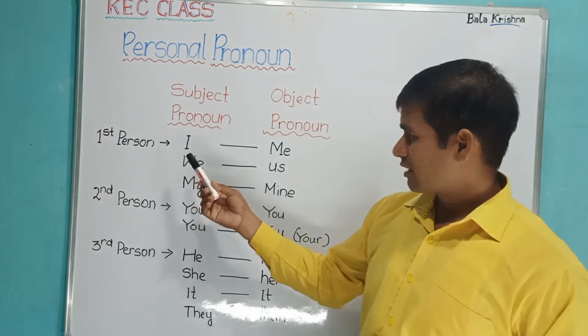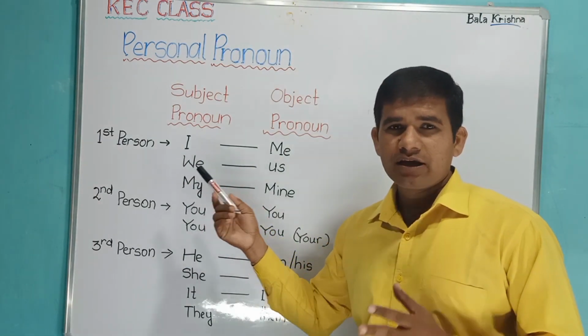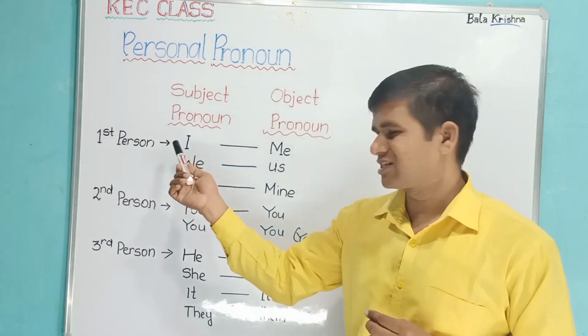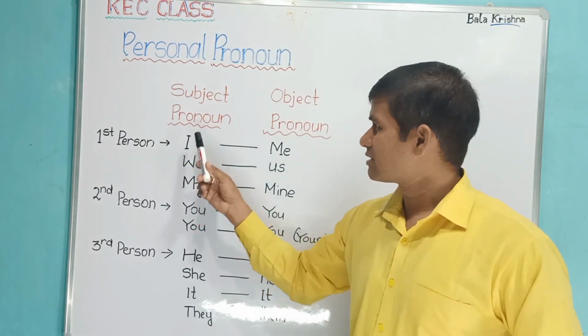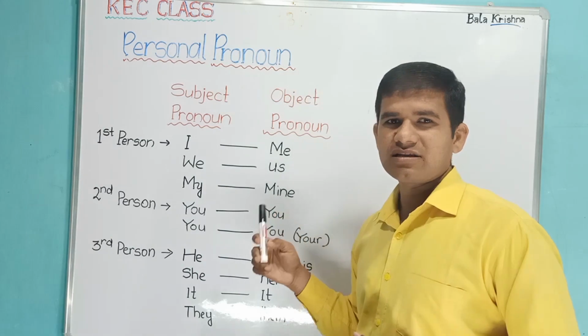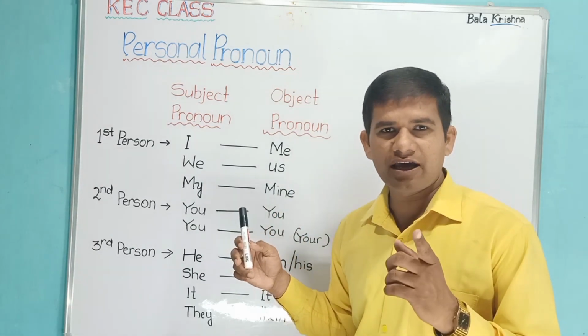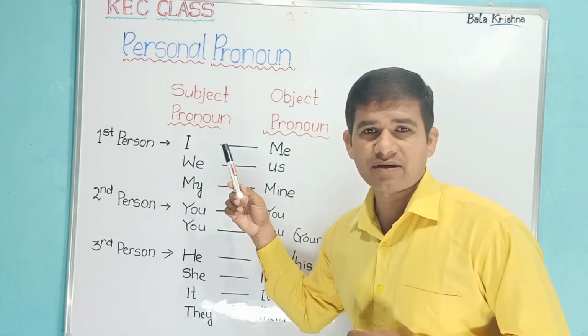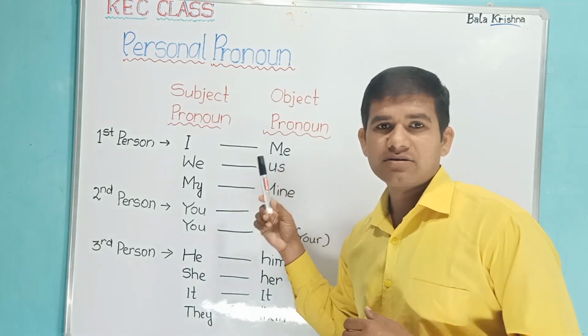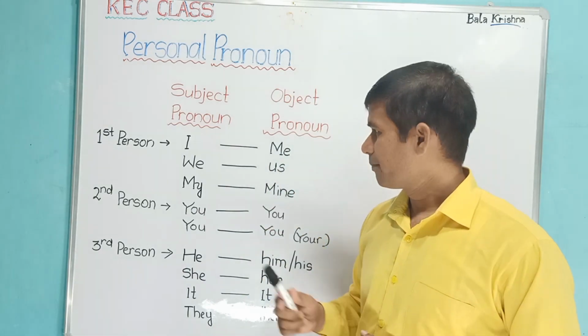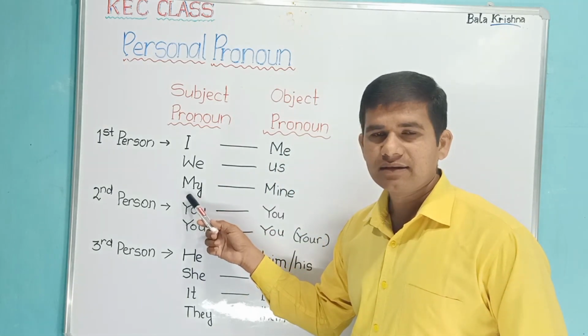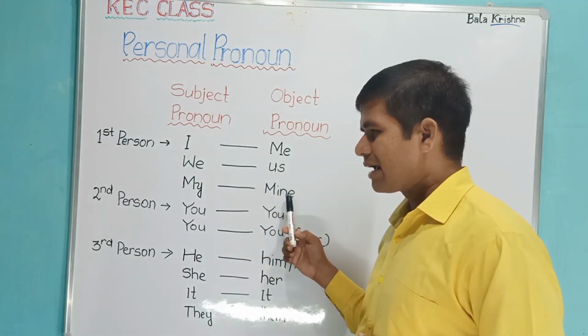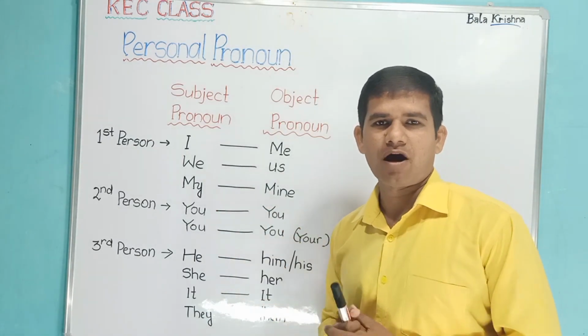In such a way, we is the plural form of first person. We is the subject pronoun and us is the object pronoun. Then my is the subject pronoun, mine is the object pronoun.